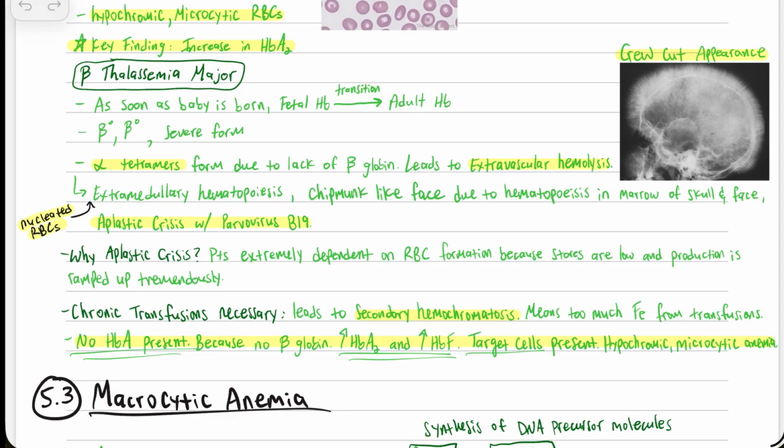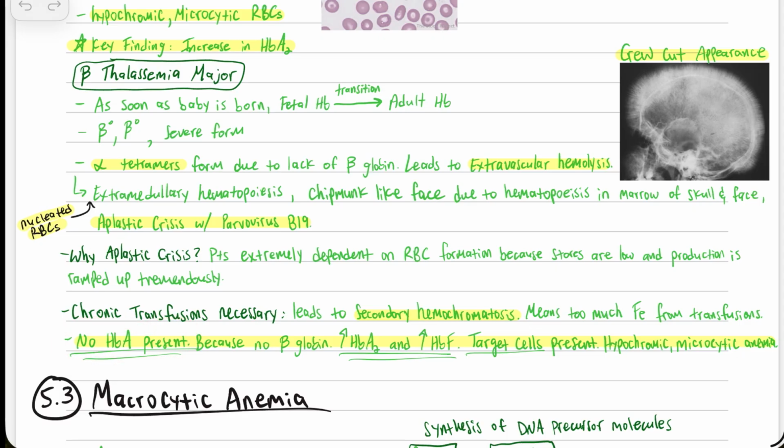Chronic transfusions are necessary, and that's going to lead to secondary hemochromatosis, which basically means you have too much iron from the transfusions. Because you got to remember, we're transfusing the patient with blood, so we're giving them blood, but along with that blood, there's a lot of iron coming in. So one way you can think about it is you're basically giving the patient bags of iron, and the body doesn't really have a great way of getting rid of that iron. So you're going to accumulate a lot of iron from these transfusions, and that's going to be problematic because now you have way too much.